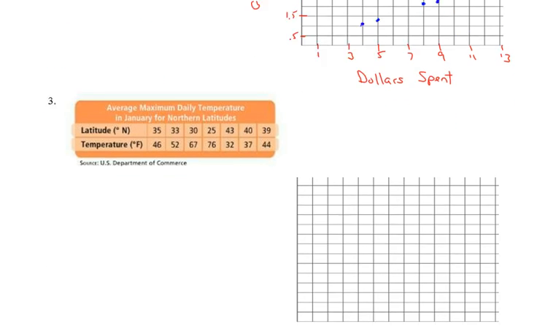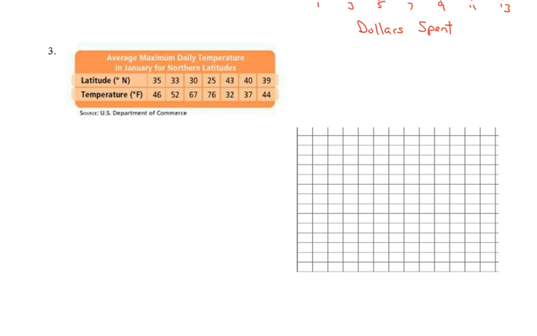Okay, let's take a look at number 3. This time we're going to create a scatter plot for the average maximum daily temperature in January for the northern latitudes. I also want you to tell me what kind of correlation will be involved with this scatter plot. So again, I want you to press pause, create your scatter plot, and when you come back to the video, I'll have my scatter plot created as well.